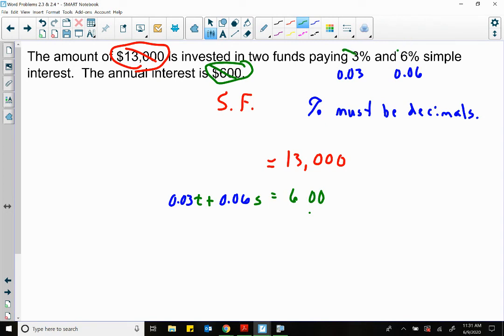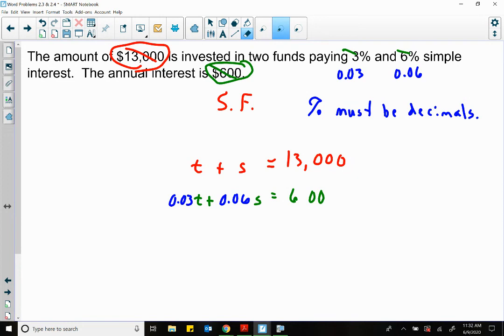Notice I've used all of my numbers. What does the other guy look like? Hopefully you remembered that this is T plus S. Remember, once you use all of your numbers, the other equation has to be the two variables added together. Okay? And again, this makes sense. This is the money at 3%. This is the money at 6%. This is how much money you have total. Money, money, money, interest, interest, interest.